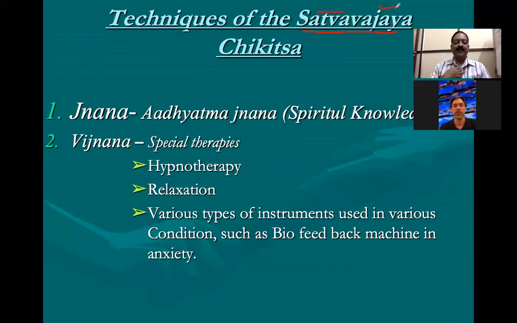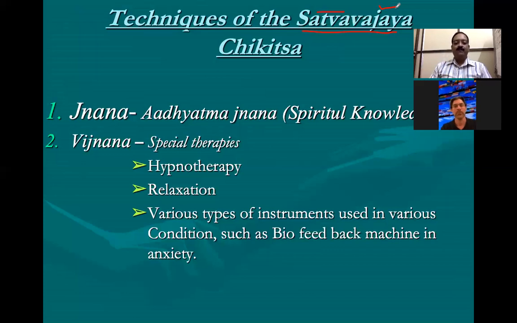I'll try as much as possible to explain the practical applicability of these things. In one of our texts, Sattvaja Chikitsa has been explained in a single line: Jnana, Vijnana, Dhairya, Smruti, Samadhi, Vihi. So this is one thing. We need to expand it and understand it.